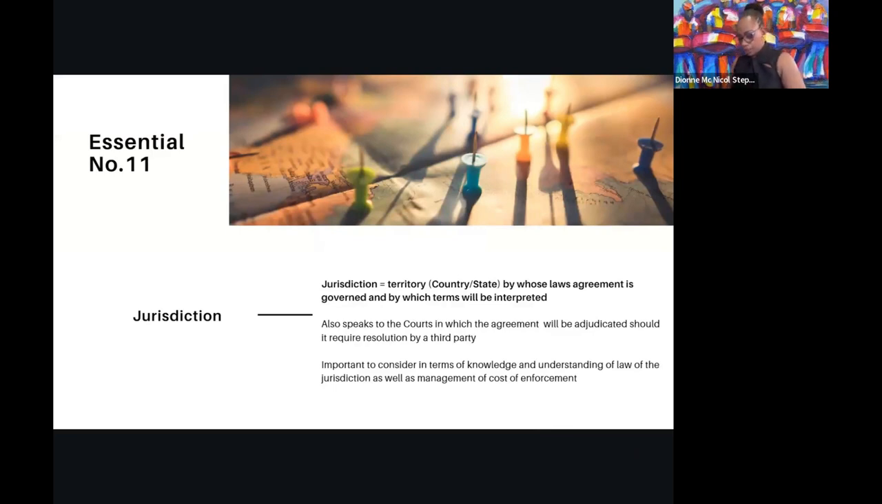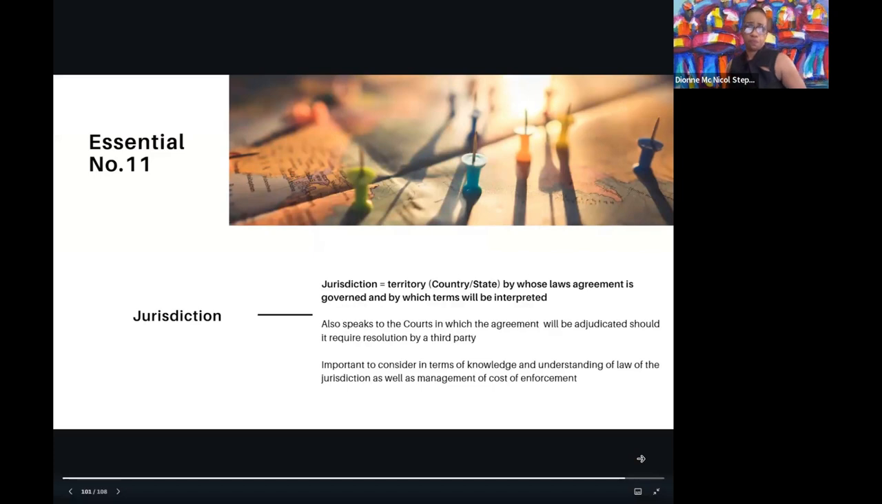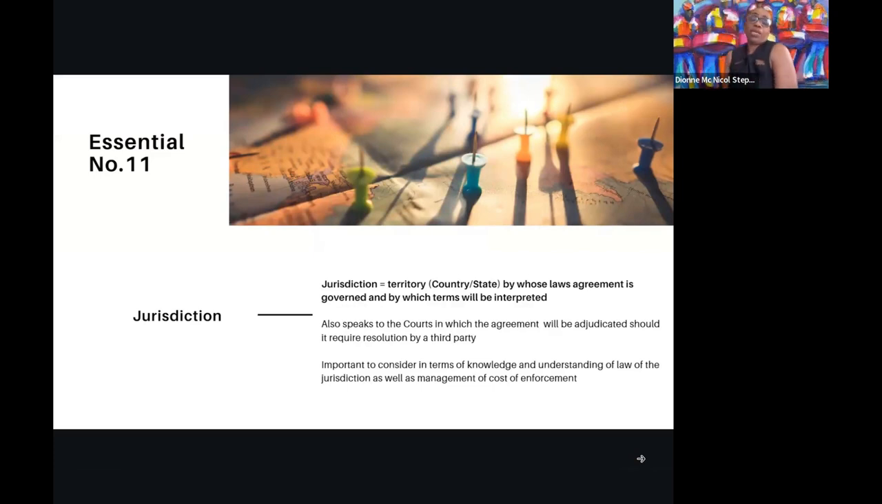Jurisdiction. Right. So we're living in a global community, right? But we're based somewhere. So what is the jurisdiction or the territory, the country or the state by whose laws the agreement is governed and by which the terms will be interpreted? This also speaks to the courts in which the agreement will be adjudicated, and should it require resolution by a third party. So it's very important to consider in terms of knowledge and understanding of the law of the jurisdiction, as well as management of costs of enforcement.